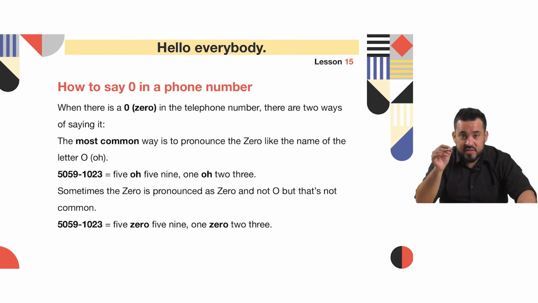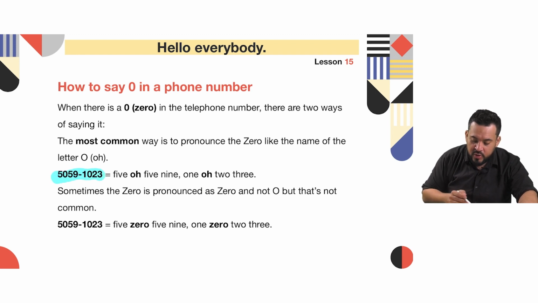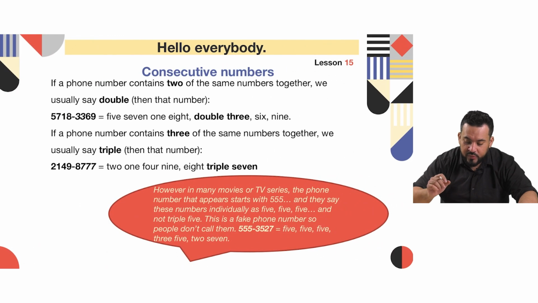If it has a zero in it, we normally don't say zero, we say "O," okay? So if there is a zero, we say O. Let's say this is your phone number. You say, it's 5059-1023.